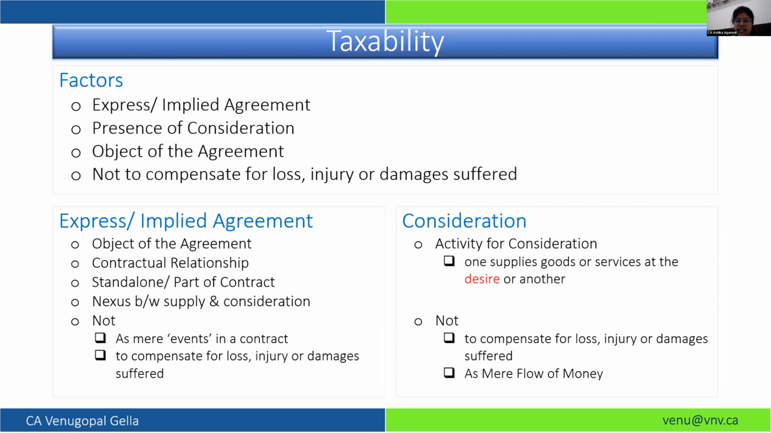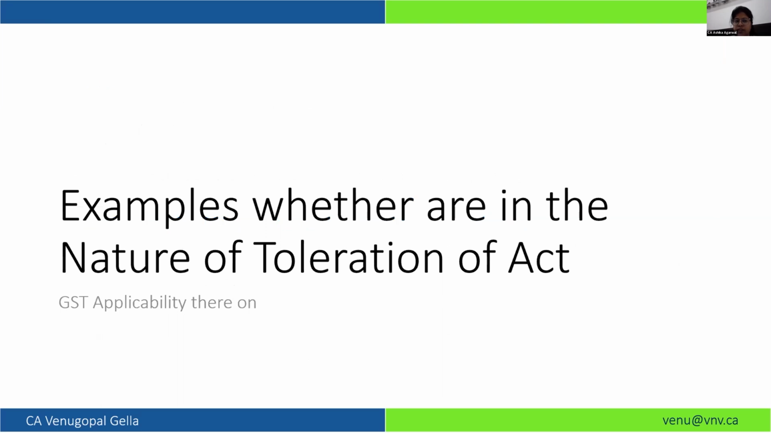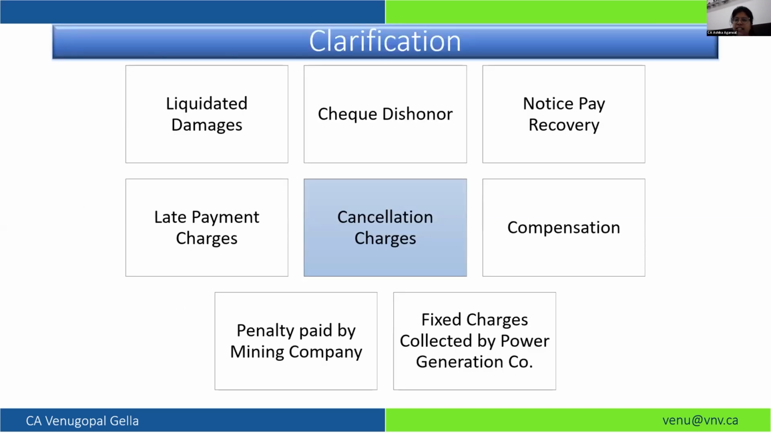Now, let's move on with each and every example they have taken in that circular, which will give you better clarity on how you have to move forward in your business. Some of the examples which they have taken are very common on a day-to-day basis, and most companies will be having them. Liquidated damage, as discussed, is like a penalty clause, where due to non-compliance of the contract, you bear these damages.